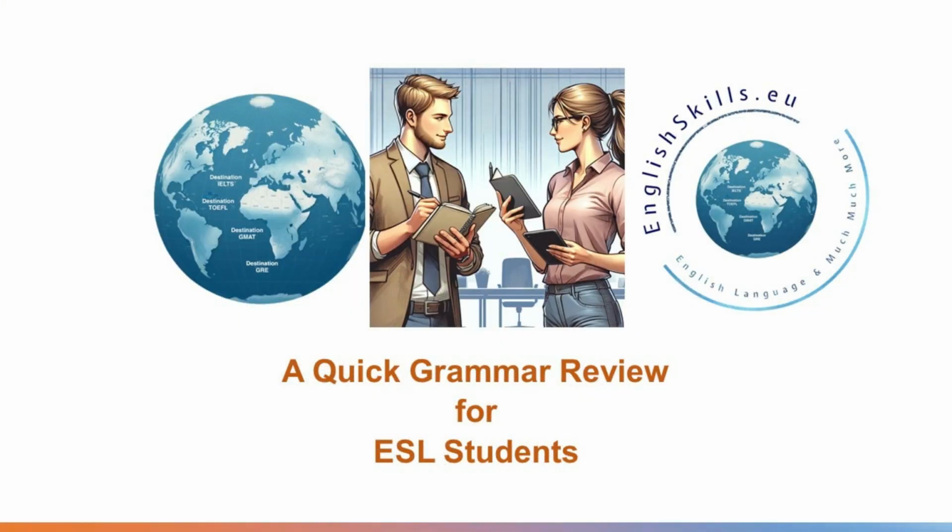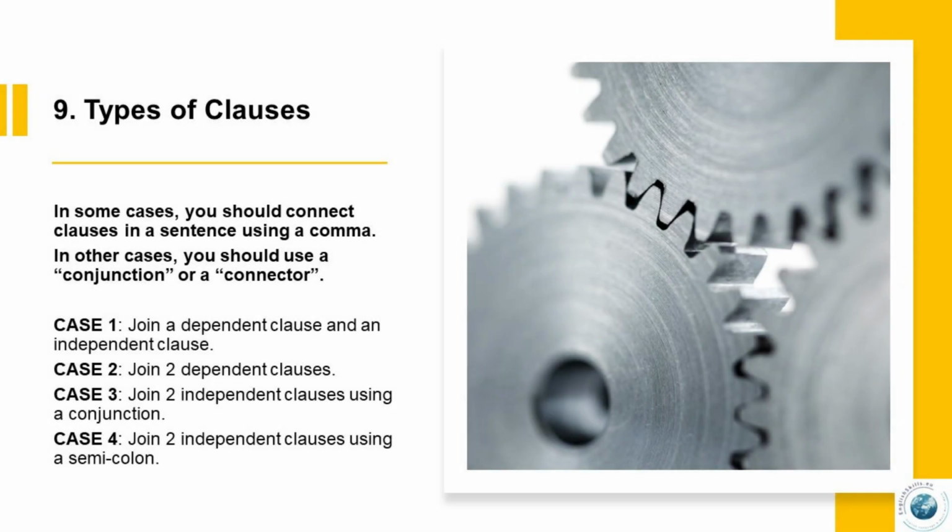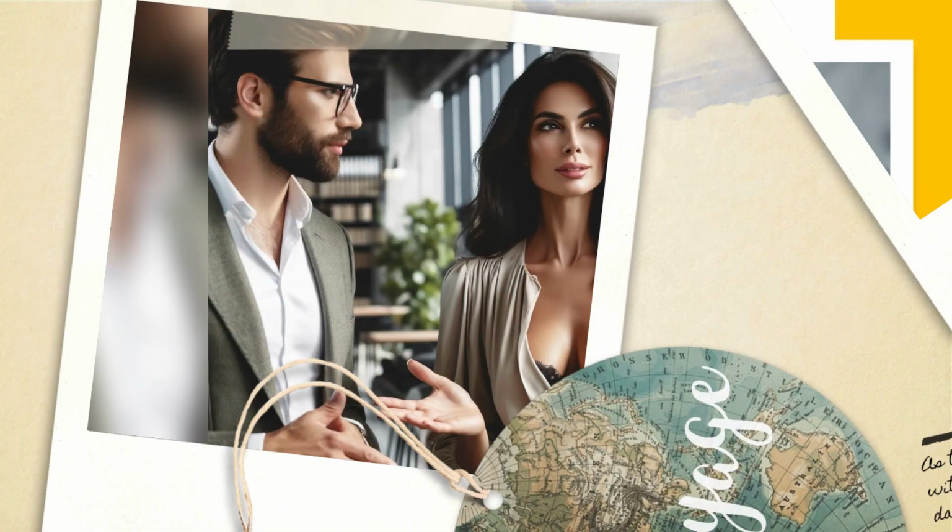This is a quick grammar review for students of English as a second language. Now, grammar topic 9 is an overview of important types of clauses in English sentences. So, what on God's green earth is a clause?